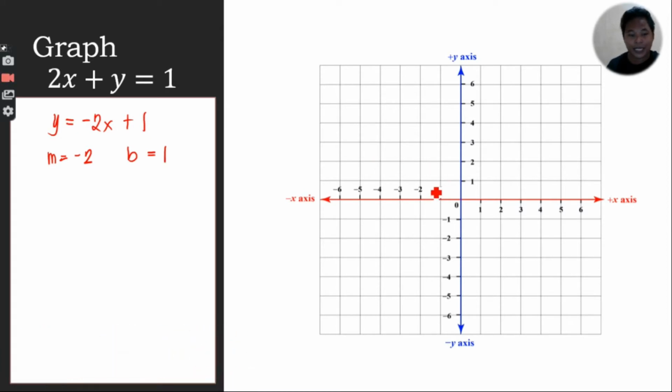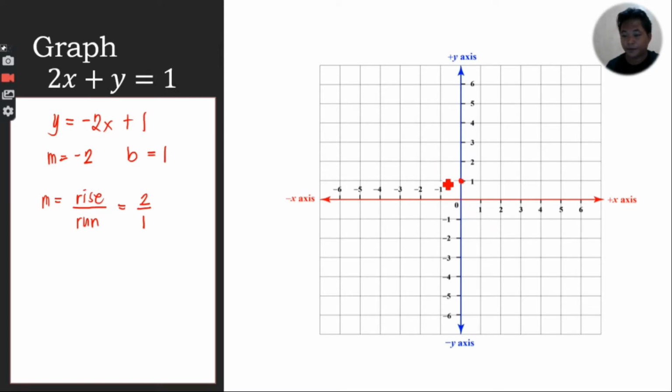b is equal to 1, meaning that the graph passes through or crosses the y-axis at +1. So ito po yung ating point. Then, since our slope is -2, ibig sabihin, m is equal to rise over run. This is equal to -2 over 1. And this negative sign indicates that the graph is decreasing from left to right. So we're going to determine the rise and the run.